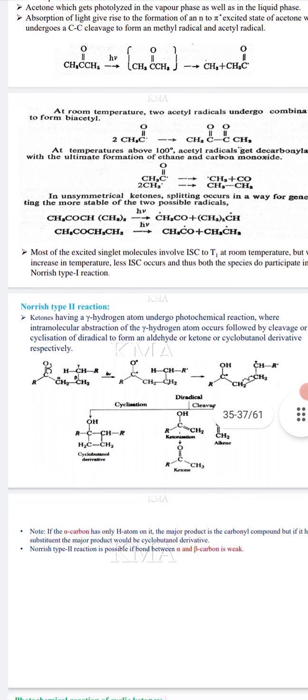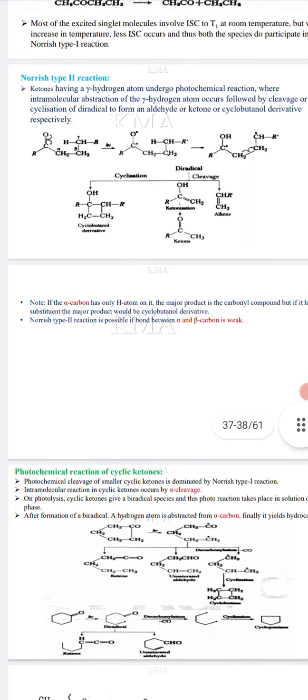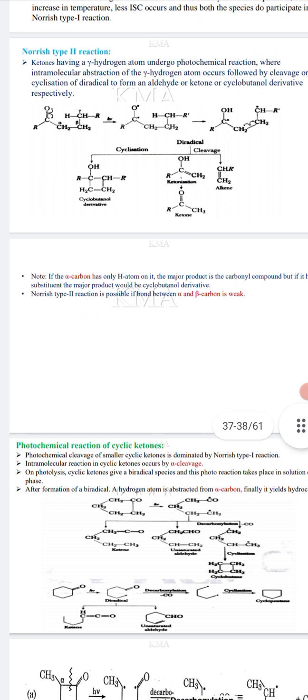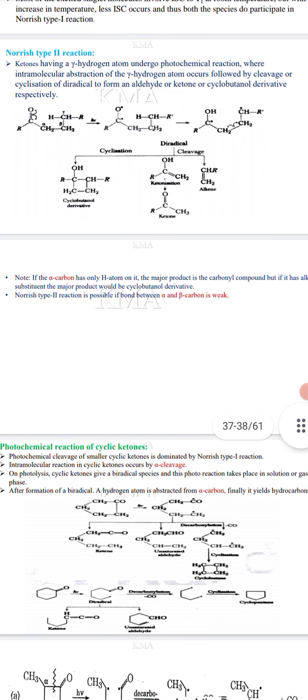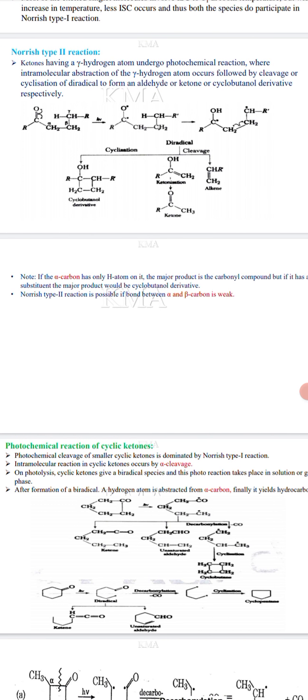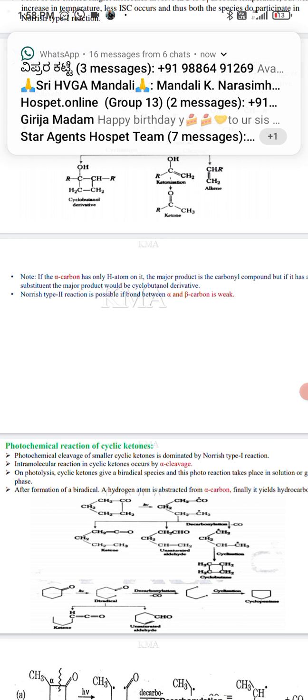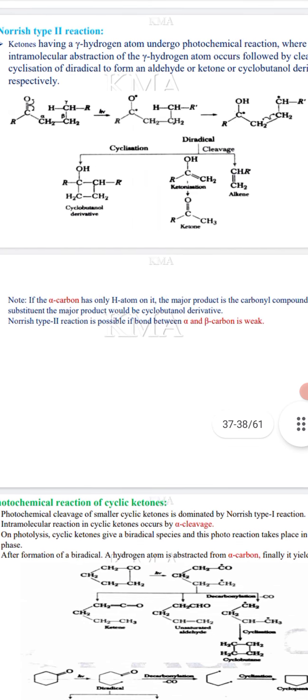So coming to Norrish type 2 reactions, ketones having a gamma hydrogen atom undergo photochemical reaction where intramolecular abstraction of gamma hydrogen atom occurs, followed by cleavage or cyclization of the diradical to form an aldehyde or ketone or cyclobutanol respectively. So here you can see the reaction. I have taken a ketone having a gamma hydrogen atom, C=O CH2CH2CH2R. So you can see the gamma hydrogen mentioned at this place.